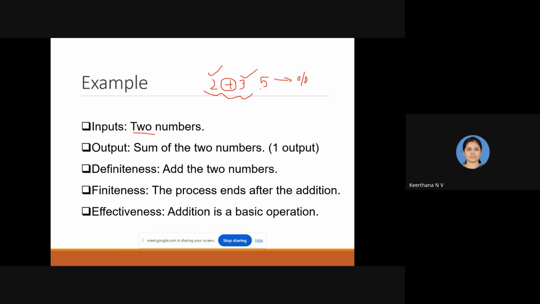Finiteness means after providing this result, the algorithm ends. That is a sequence of steps with a finite count. The final one is effectiveness. Effectiveness means what operation I'm going to perform for adding the two numbers. Addition is my operation, so that is my basic operation. You are going to apply the basic operation to these two numbers to provide the output. That's why this comes under effectiveness.